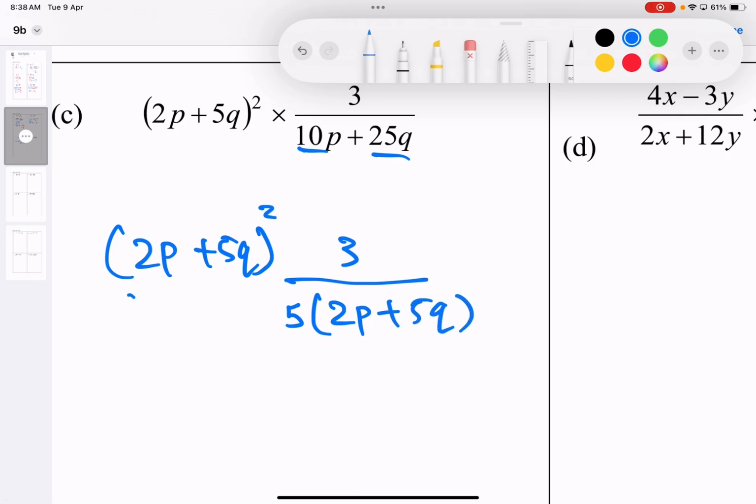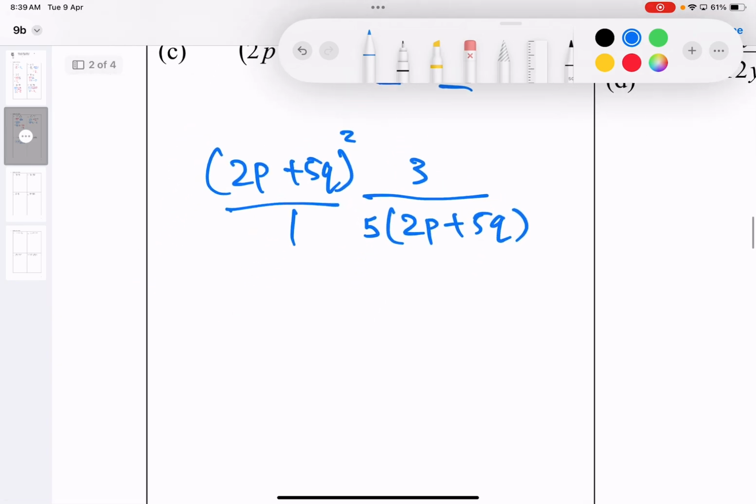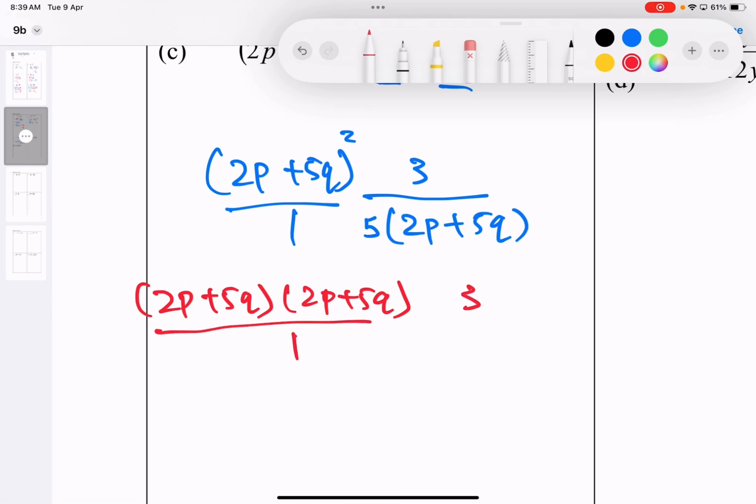So I get this thing. Do you see that there's something common? This and this is the same. Just that this thing has a 2 on top. That means this thing squared. What does it mean when I have a number that is squared? It means that I have this number multiplied by itself. In other words, this is the same as writing 2p plus 5q multiplied by 2p plus 5q. Can you guys see that? Divided by 1. And I have 3 over 5, 2p plus 5q.